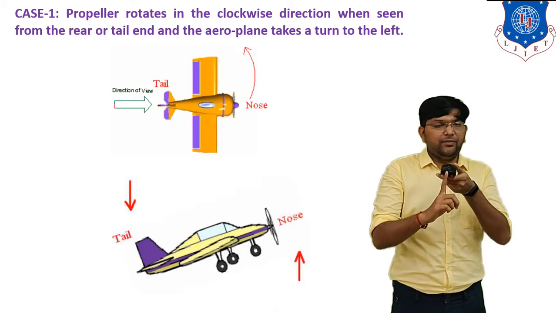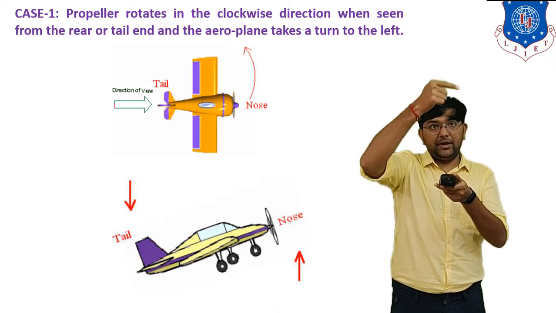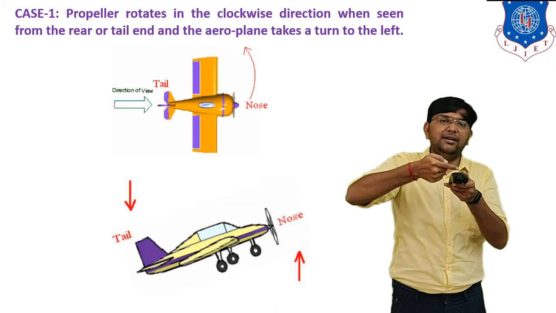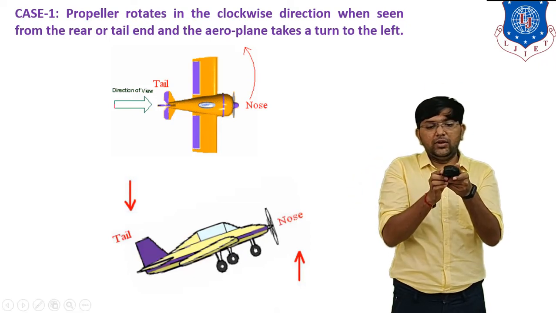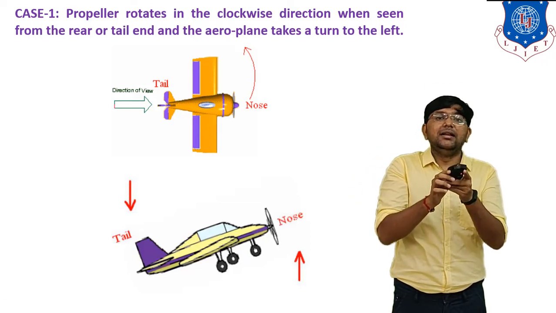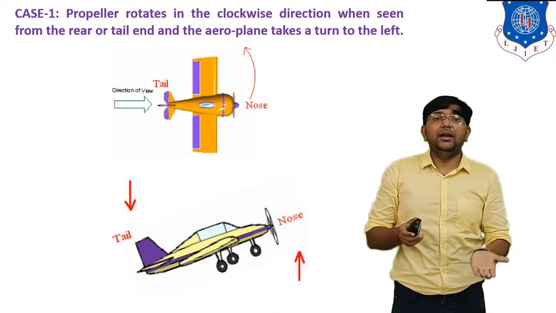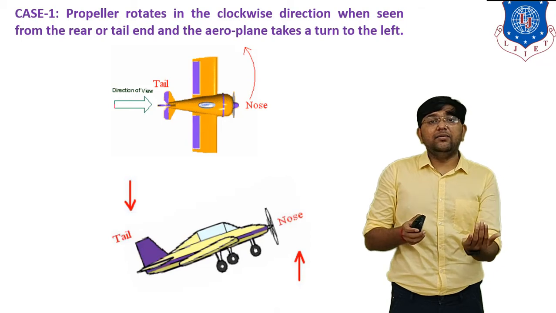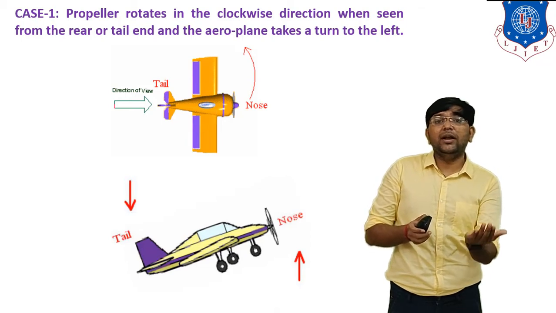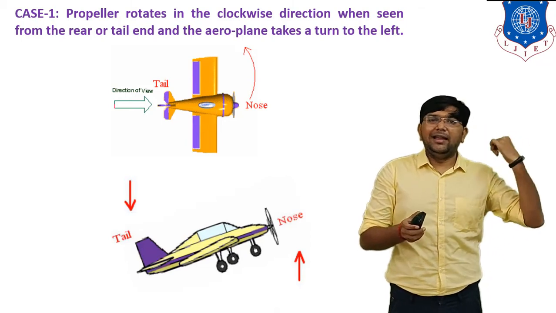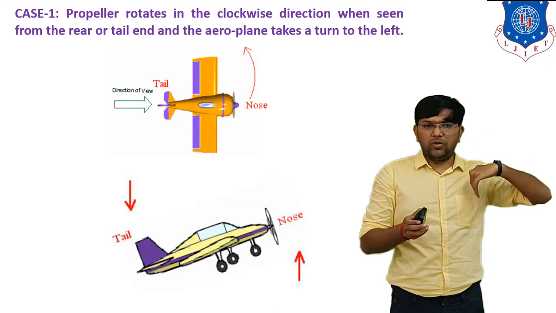So this is the first vector, this is the second vector, so this one is a resultant vector. The body tries to move in the direction of the resultant vector. That means the aeroplane tries to move upward. The nose end of the aeroplane tries to move in the upward direction, and the tail end of the aeroplane tries to move in the downward direction.